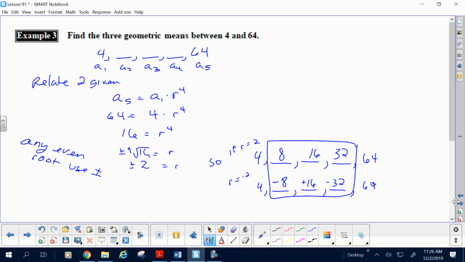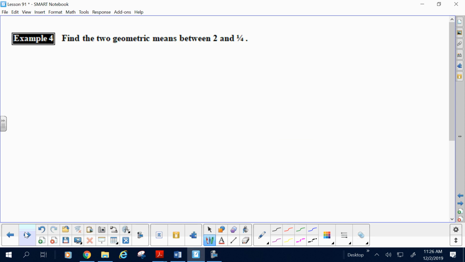Okay. Let's go on to 2 geometric means between 2 and 1/4. Draw yourself a picture, 2, blank, blank, 1/4. If I'm going to get smaller, then what kind of thing am I going to multiply by? How do you get smaller? Not a negative power or a fraction, right? So you must be multiplying by a fraction, less than 1, yeah? Okay, so relate the 2. You have A1, you want A2, you want A3, you know A4. So what's the equation relating A1 and A4?